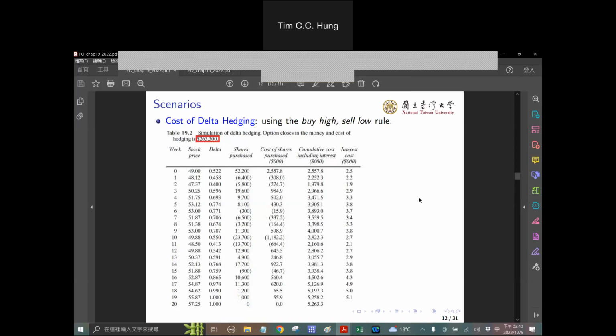This column is the cumulative costs. So previously, on week 0, that is the number over here. And then on week 1, we sell some shares for the price of $308,000, and we have a decrease in the cost. The cost is always the current value, so this is the current value from time to time.